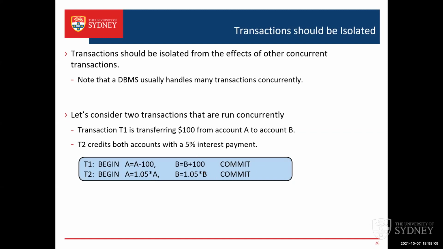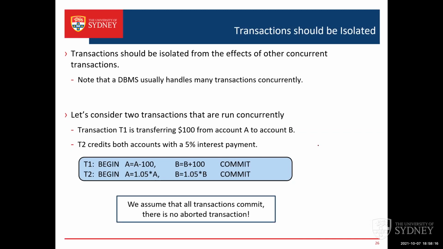Now, which one should we run first and which one later? Because we can run only one at a time, right? But both of them came to us at the same time, concurrently. So what can we do? Before moving forward, we'll assume all the transactions commit. That means all the transactions will be successful. There is no aborted transaction. That is the first assumption we are going to make: once they start, they will be successful. Assuming that, which one should we do first and which one after that?